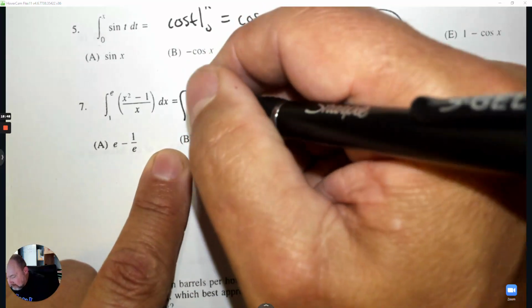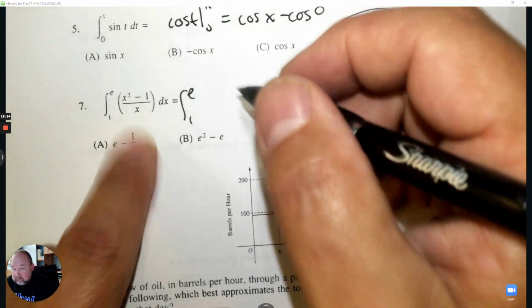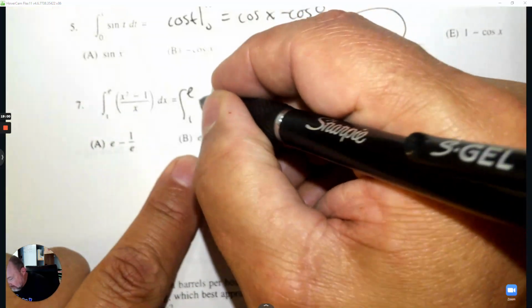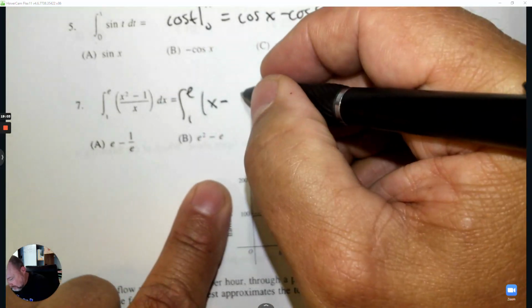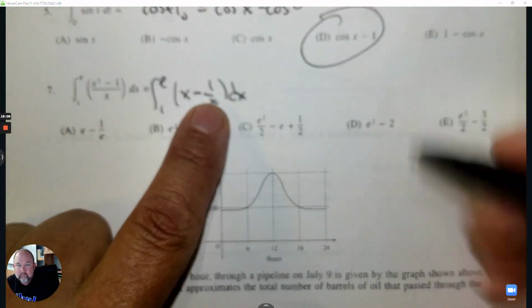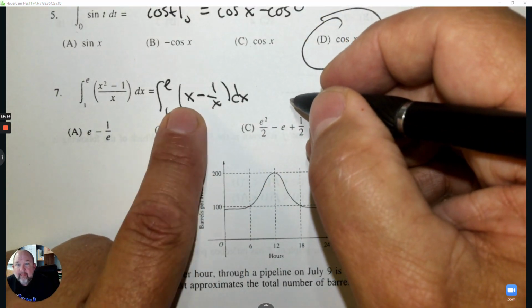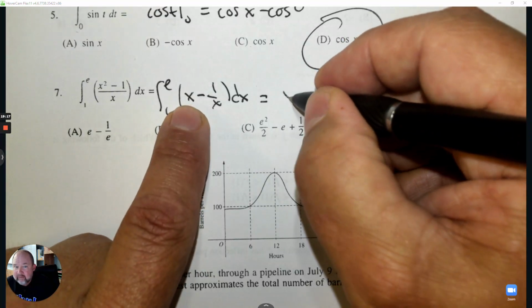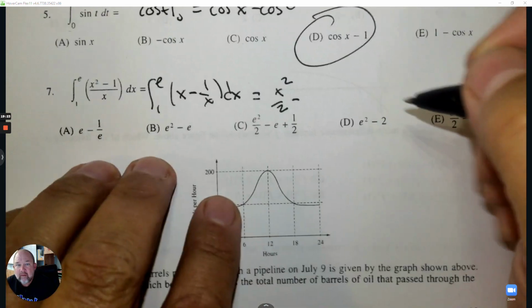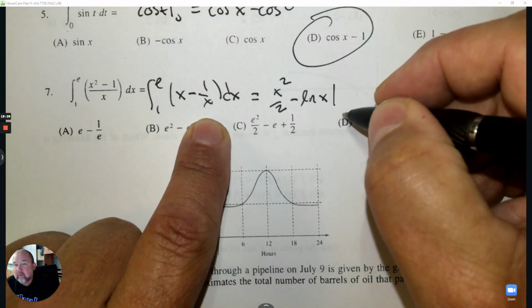Here, we're going to reduce it down first. So I see a monomial on the bottom, and I see how it can simplify down. So x squared over x is just x. And this is 1 over x. The integration of x is x squared over 2. The integration of 1 over x is ln x. And then that goes from 1 to e.